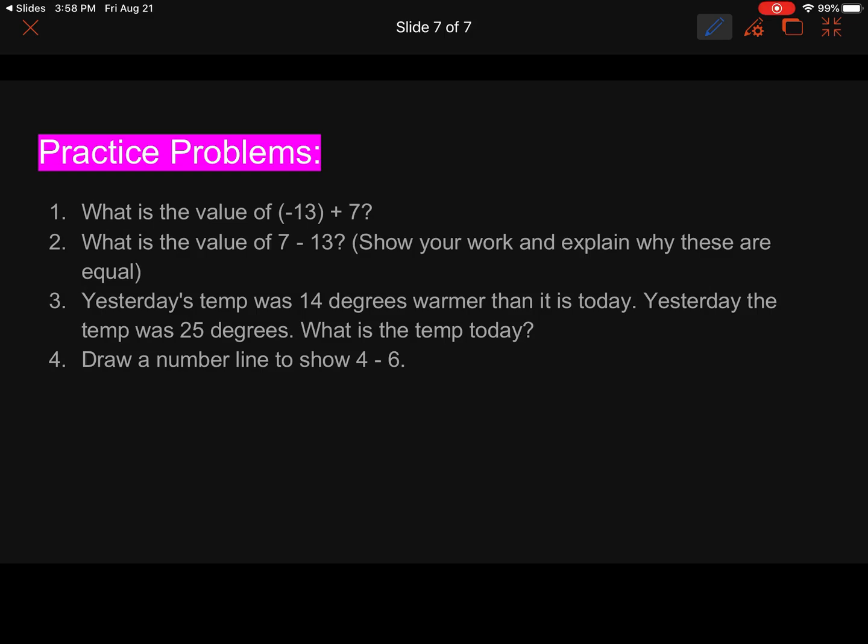So this is a practice problem for you guys to work on. What is the value of negative 13 plus 7? What is the value of 7 minus 13? Now these two both look pretty similar, so let's explain why they are equal. Yesterday's temp was 14 degrees warmer than it is today. Yesterday the temp was 25 degrees. What is the temp today? And finally, draw a number line to show 4 minus 6.